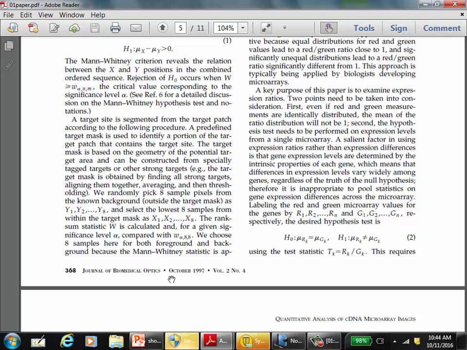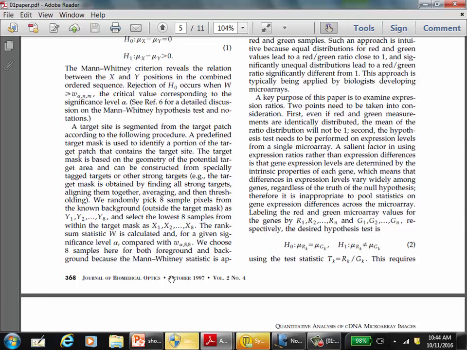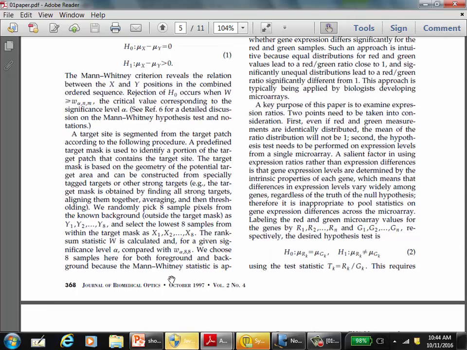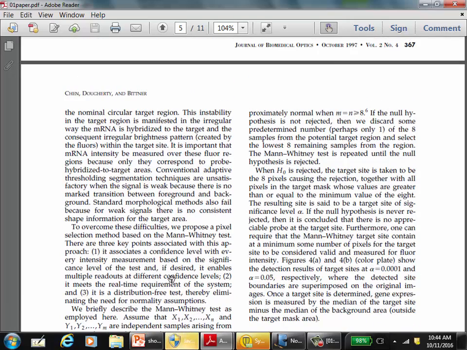And you're choosing 8 samples here, for both foreground and background, because although this is a distribution free test, the distribution becomes approximately normal when m equals n greater than or equal to 8. So if the null hypothesis is not rejected, that means the 8 xi's that you have picked up are not significantly different. Their mean is not significantly different from those yi's.